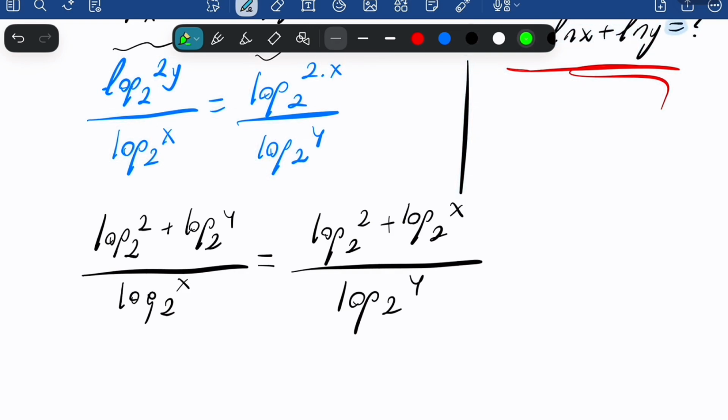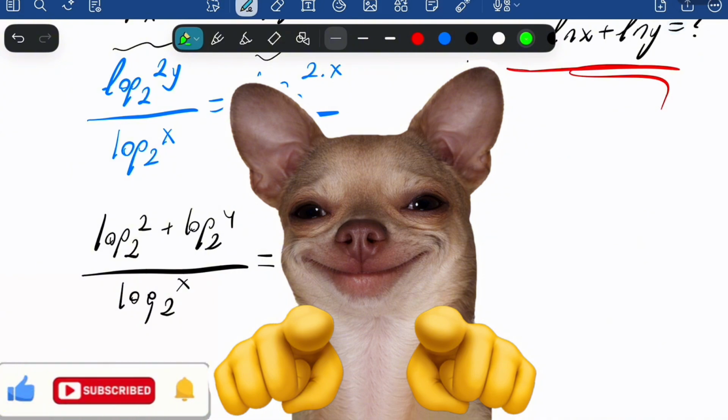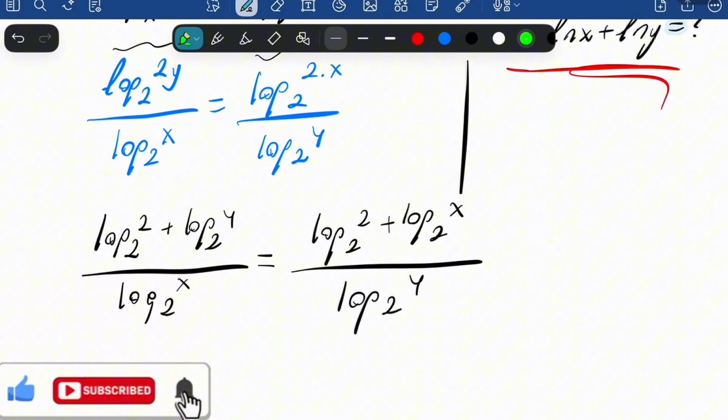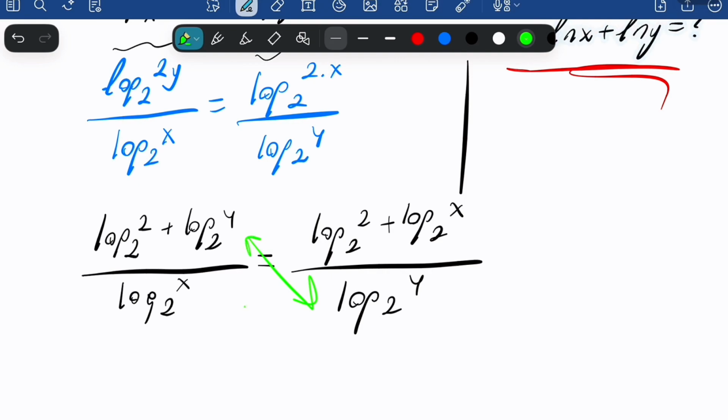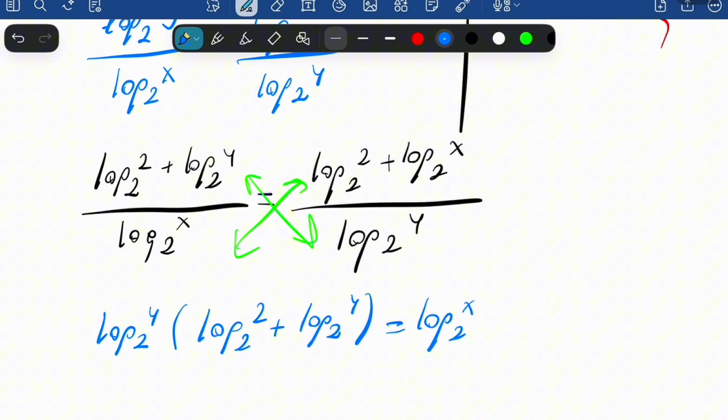What can we do next? If you have different methods, you can write them in the comments. Please try to listen to me carefully. Now, if we cross multiply like this, what will we get? Log base 2 of y times (log base 2 of 2 plus log base 2 of y) equals log base 2 of x times (log base 2 of 2 plus log base 2 of x). What can we do next?